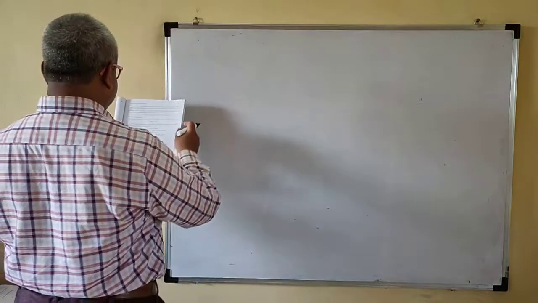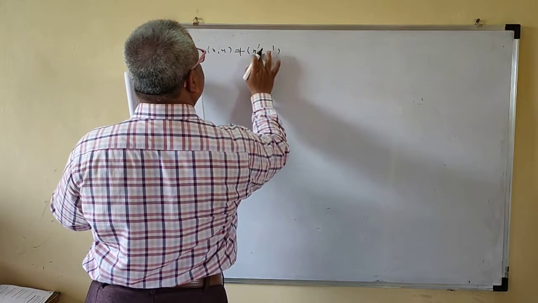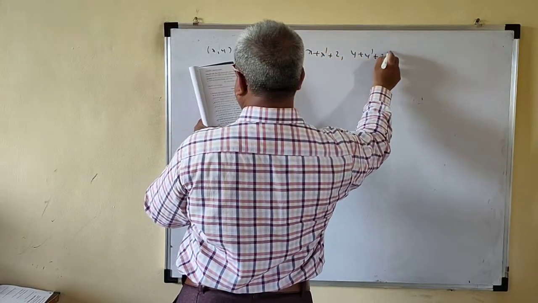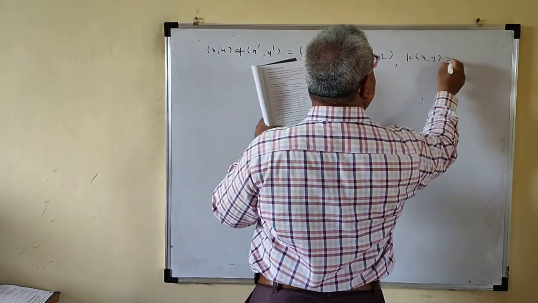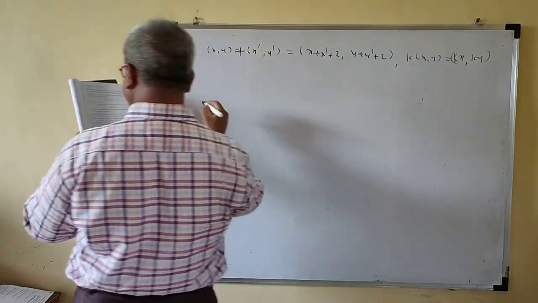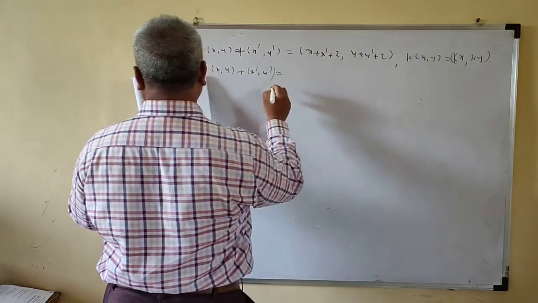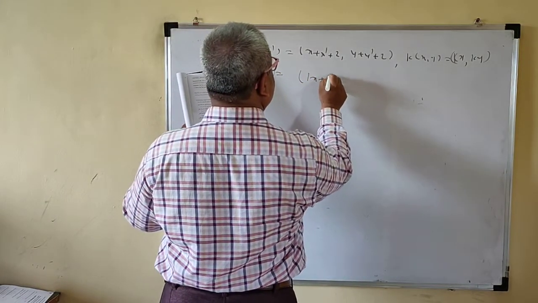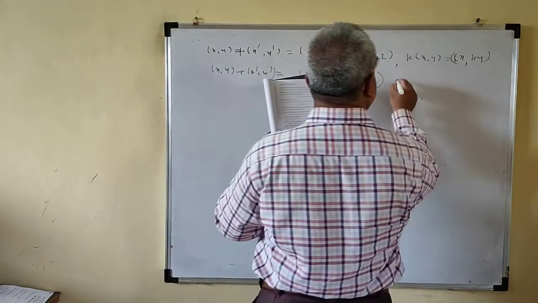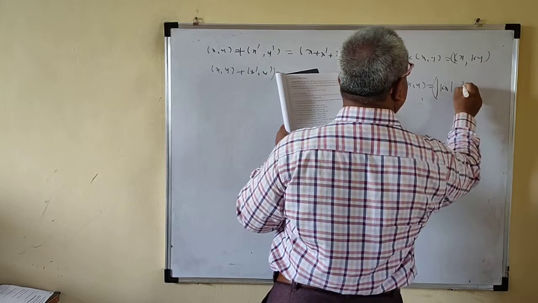Okay, now we'll write some cases and just discuss whether they are vector spaces or not. First: (x + x prime + 2, y + y prime + 2), k(x, y) = (kx, ky). Then: (x, y) + (x prime, y prime) = (mod of x + x prime, mod of y + y prime), k(x, y) = (mod of kx, mod of ky).